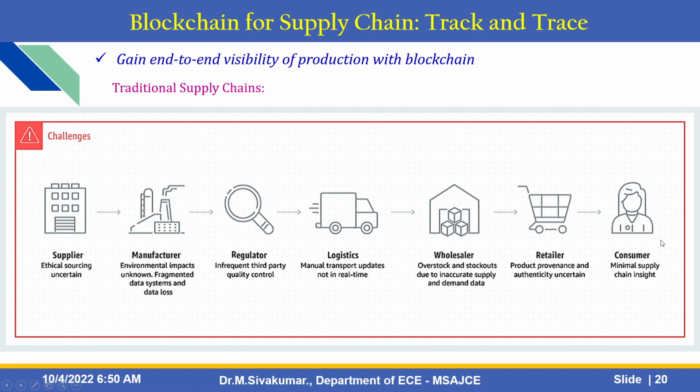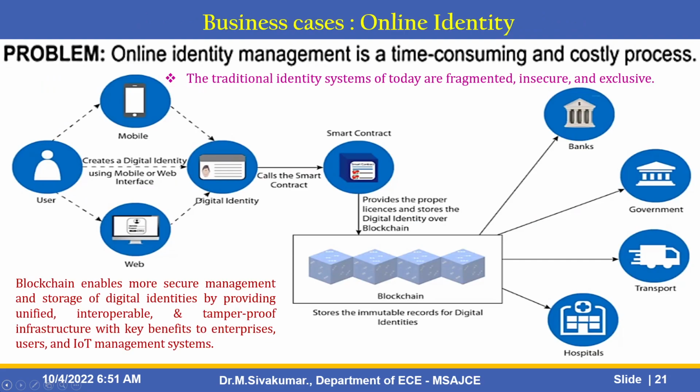This blockchain supply chain technology gains end-to-end visibility of production. The next business case is online identity. Online identity management is a time-consuming and costly process. The traditional identity systems of today are fragmented, insecure, and exclusive. Blockchain enables more secure management and storage of digital identities by providing a unified, interoperable, and tamper-proof infrastructure, with key benefits to enterprises, users, and IoT management systems.